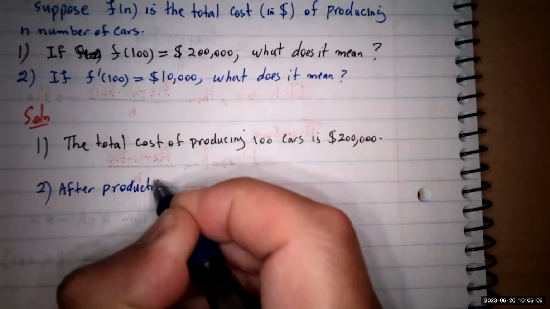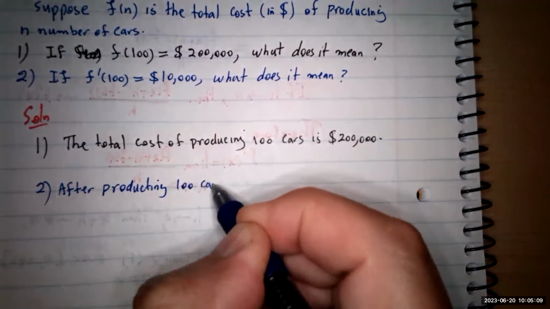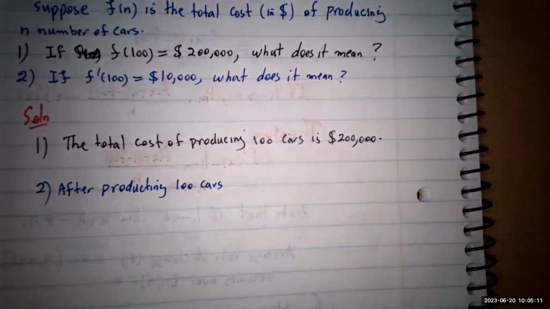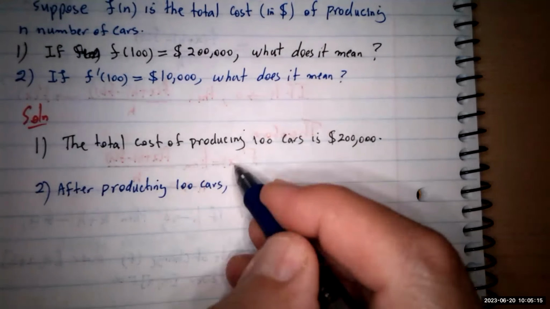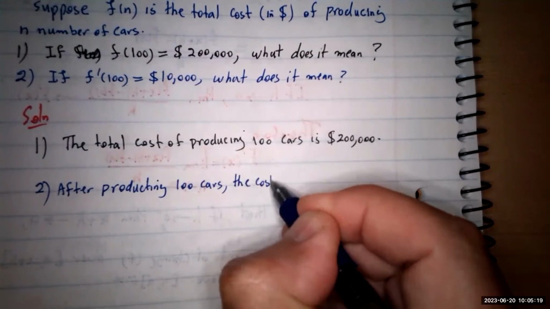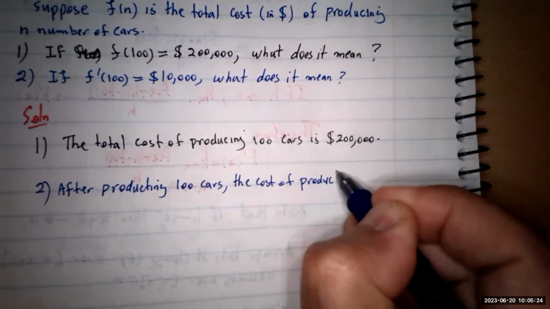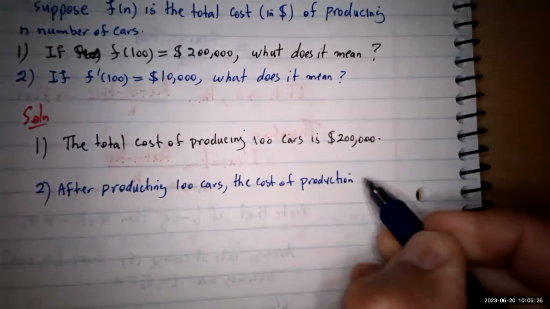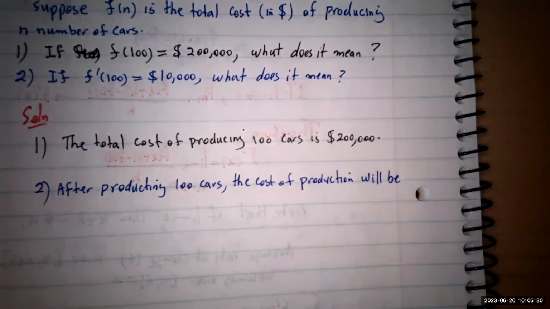After producing 100 cars, you have to give us the level of production. After producing 100 cars, the cost of production, since it's positive, will be increased. If it's going to be negative, it will be decreased.